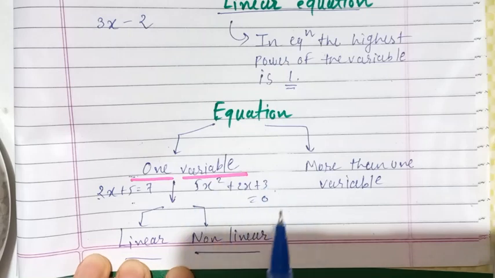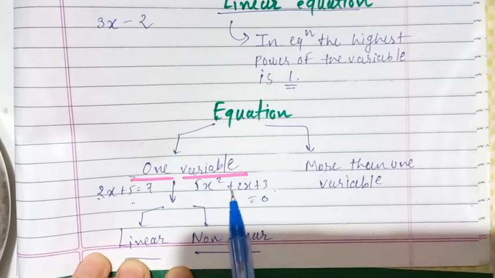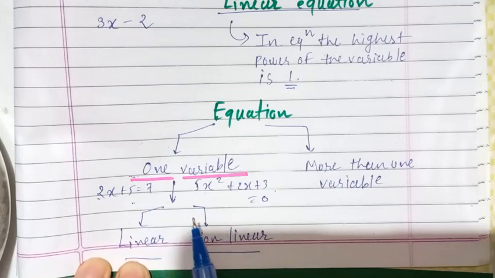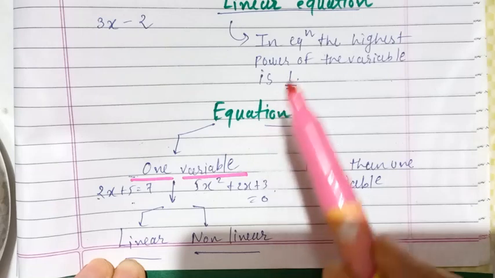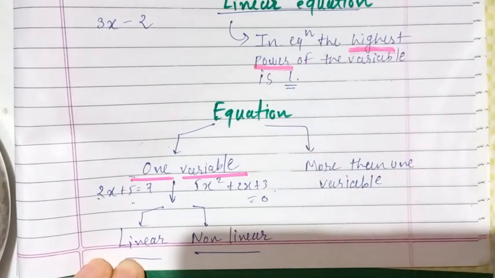Who is the variable here? x is the variable. Wherever you see a variable, check its power. Here its power is 1, and here its power is 2. So what is the highest power of the variable in this equation? It is 2, so this is non-linear. Remember, what is linear? In a linear equation, the highest power of the variable is 1. That is called a linear equation.